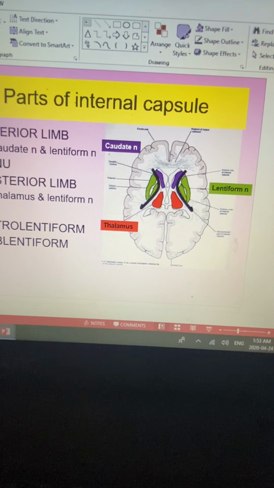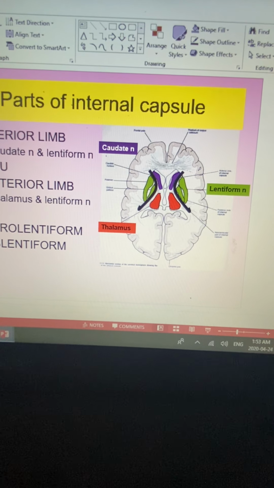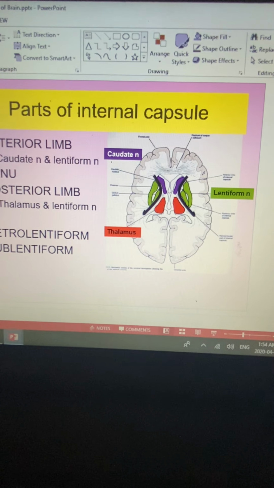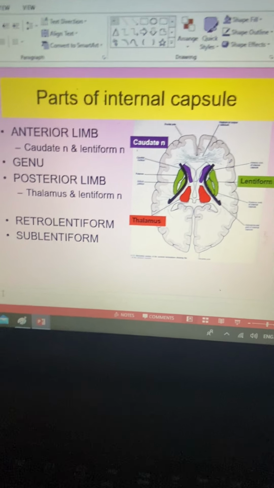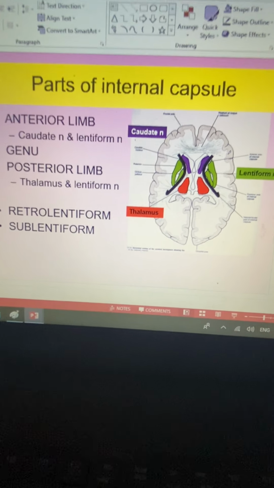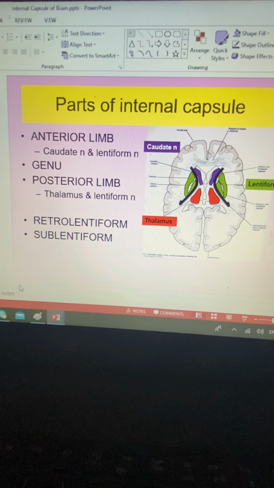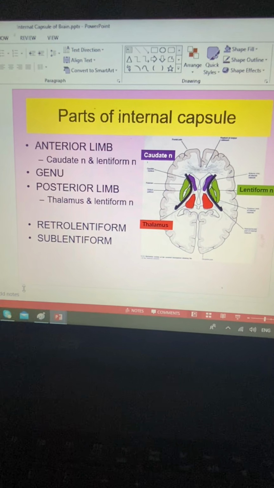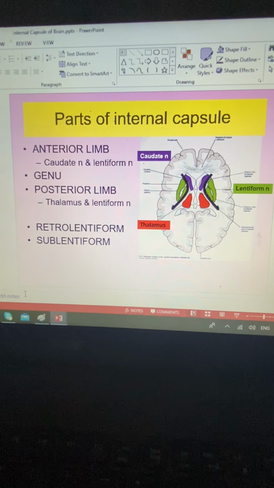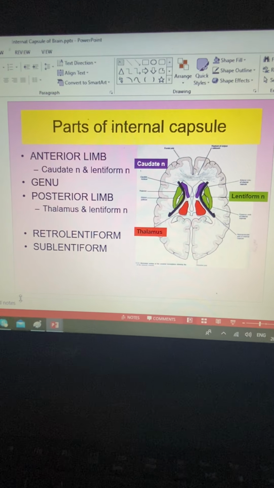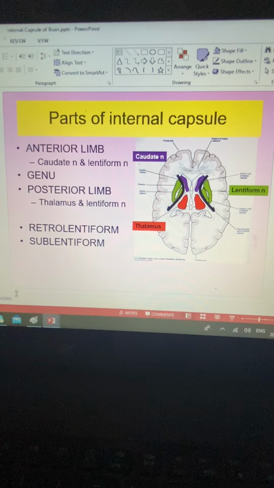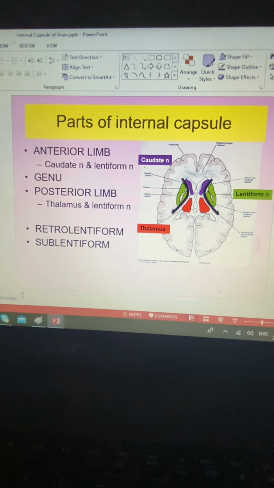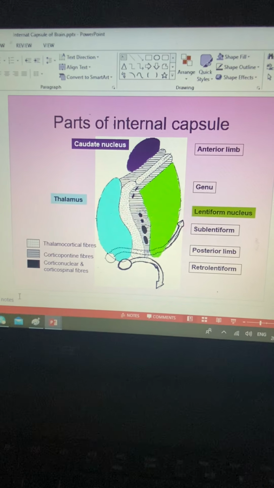Again the same figure. Parts of the internal capsule: the anterior limb, that is residing between the caudate and the lentiform nucleus. Okay, I have explained this already, I am repeating it again. Then the genu, that is the junction point, or the band, between the anterior and posterior limb. Then you have the posterior limb, lying between the thalamus and the lentiform nucleus. Then you have the retrolentiform part, and then the sublentiform part.